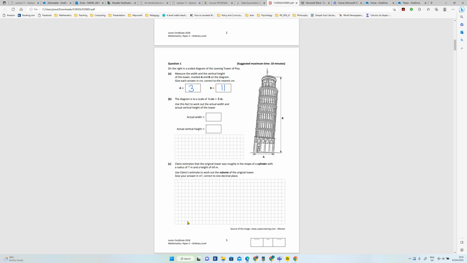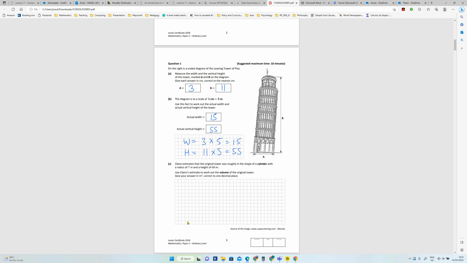Part B: the diagram is the scale of 1 centimeter is to 5. Use this fact to work out the actual width and the actual vertical height of the tower. For the width, it's going to be 3 centimeters multiplied by 5, that's your scaling factor here, equals 15. And then the height is going to be 11 multiplied by 5, which is 55. So they're the two numbers you need to put in there.